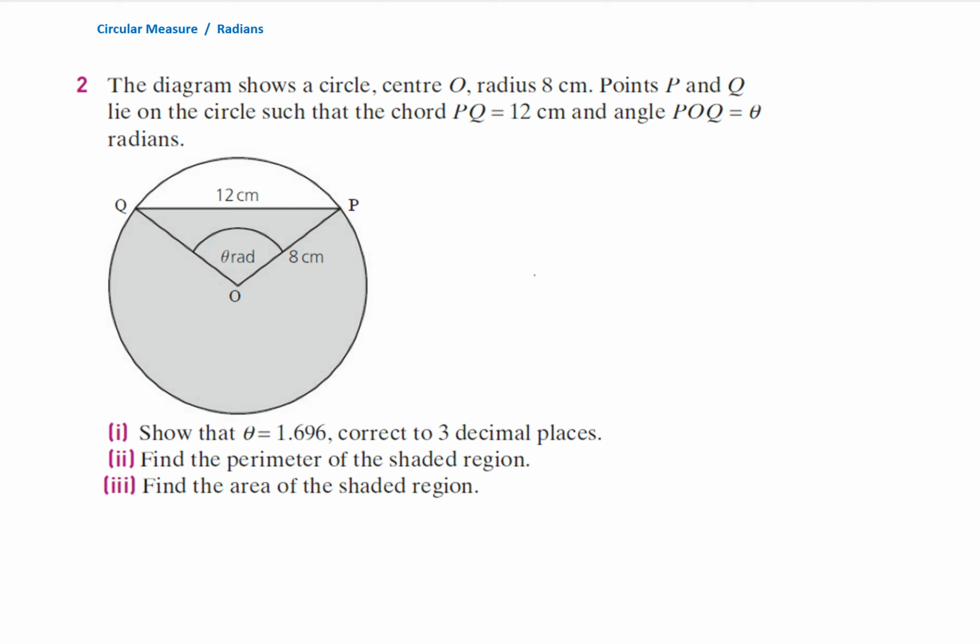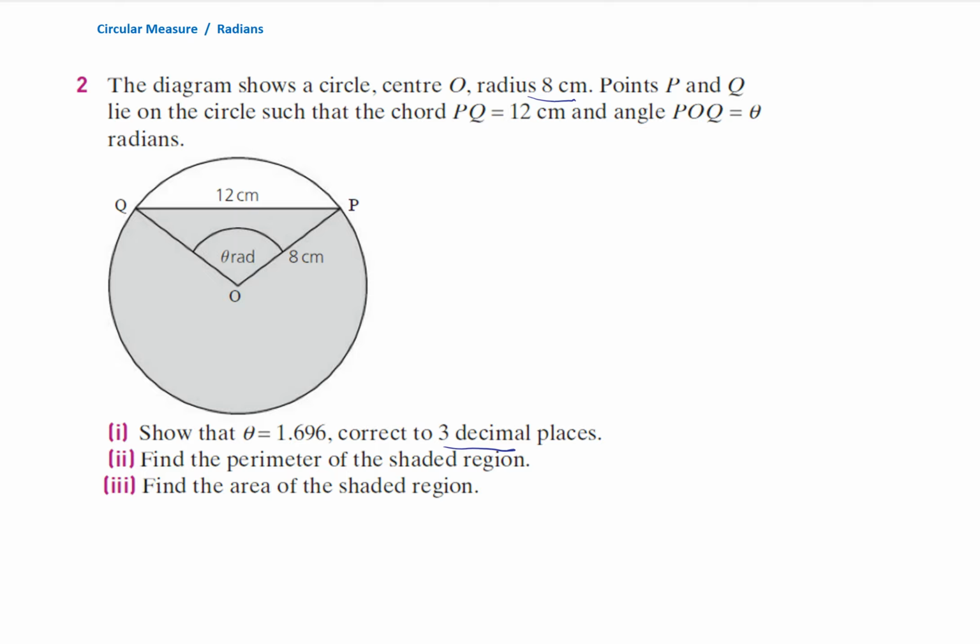So hello everybody. In this question, the diagram shows a circle, center O, radius 8 centimeters. Points P and Q lie on the circle such that the chord PQ is 12 centimeters and the angle POQ is theta radians. So we need to first show that theta is 1.696, correct to 3 decimal places. Then find the perimeter of the shaded region and find the area of the shaded region.